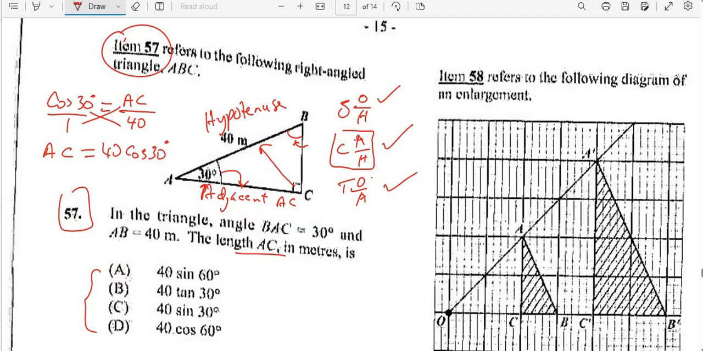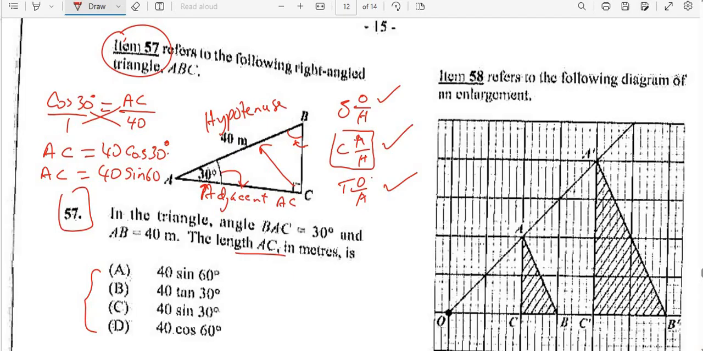Do we have 40 cosine 30? No, we don't have 40 cosine 30. And we can't select 40 cosine 60. But the thing to note about this is that cosine 30 is the same as... What's the angle that's a complement of 30 degrees? 60 degrees. So cosine 30 is the same as sine 60. So the angle that will be correct, either one of these will give you the same result.